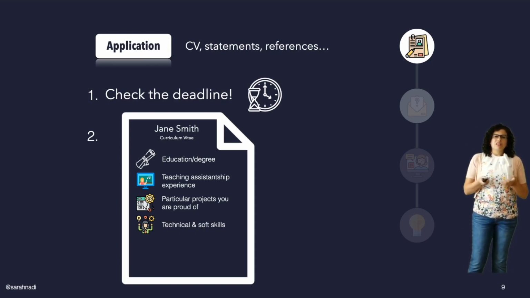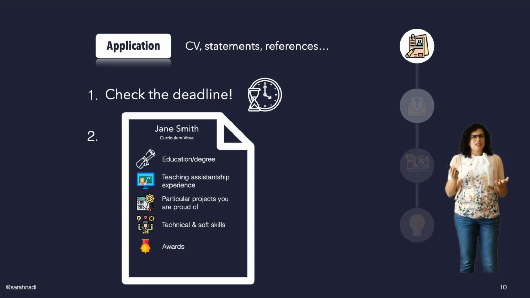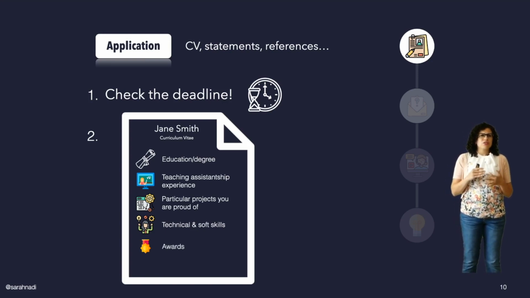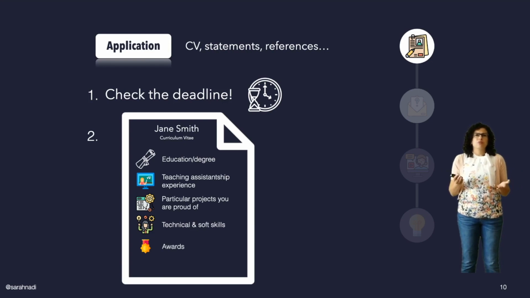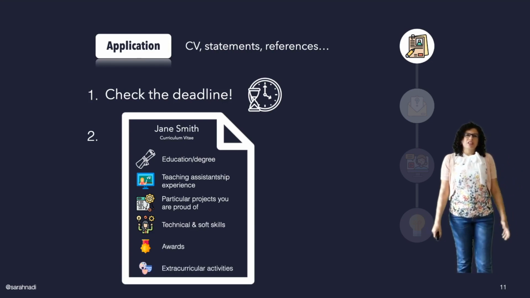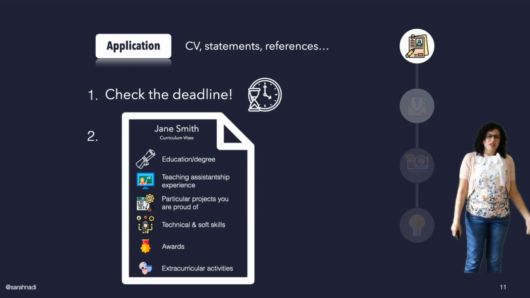And then any awards that you've had, so any scholarships or awards at the undergraduate level, or if you've already done a master's, at the graduate level, you want to put in there. You also want to mention any extracurricular activities you have.